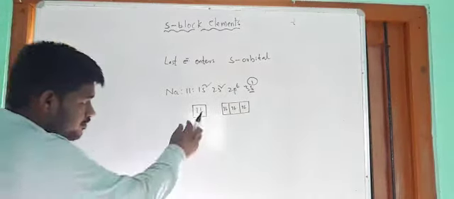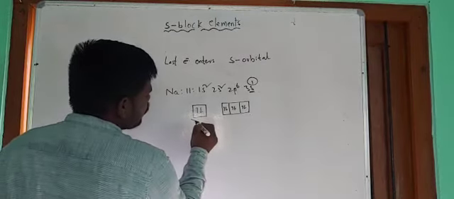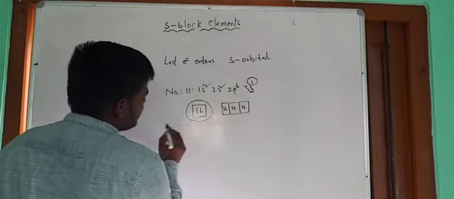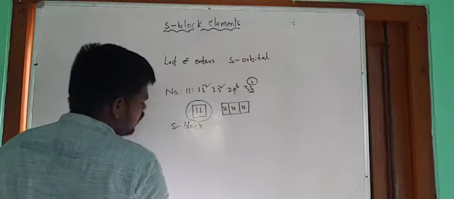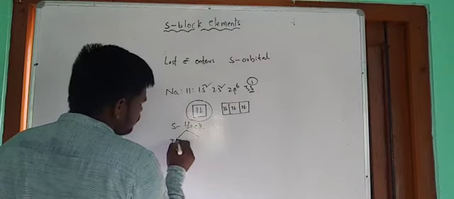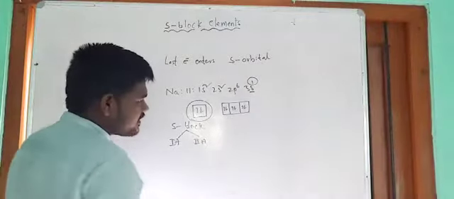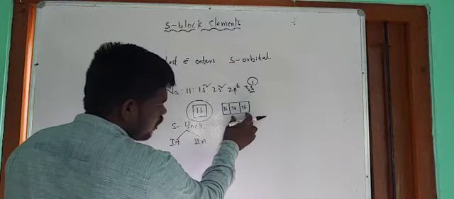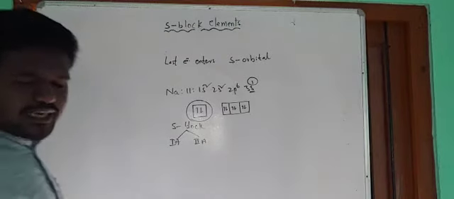So from this data we can predict that in the S block only 2 groups are present. They are first A group and second A group. Right? And next, in p orbitals, how many electrons can we keep maximum? We can keep 6 electrons.